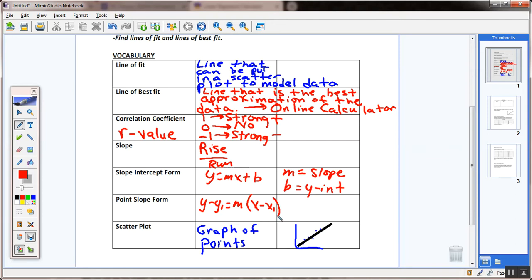A lot of vocabulary up there. Are you guys all comfortable with the words that are up there? Vocab that's up there?